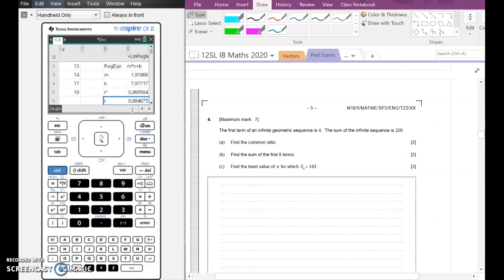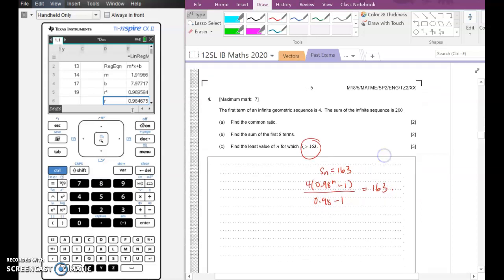Question 4 is also straightforward. When you get to the least value of n in part C, solving Sn equals 163, whatever formula you use for this, which is, I'll just do it, 4 times 0.98 to the power of n, because r is 0.98, and you could have them the other way around. That's also another formula, same thing. You actually get n equals 83.523. But to get Sn greater than that, and n is an integer, it must be 84, rounded up.